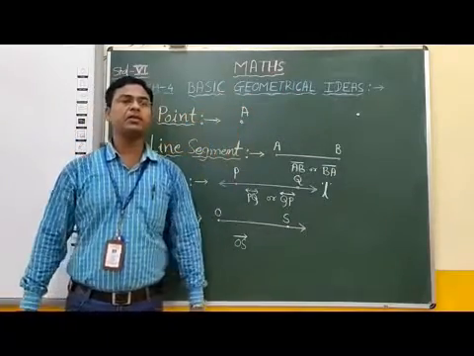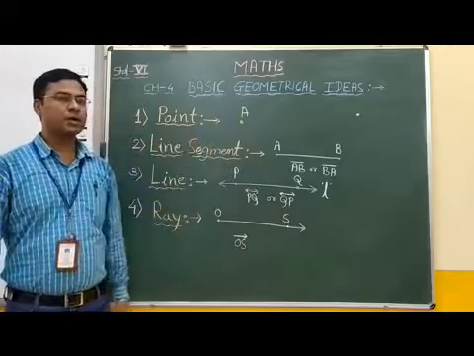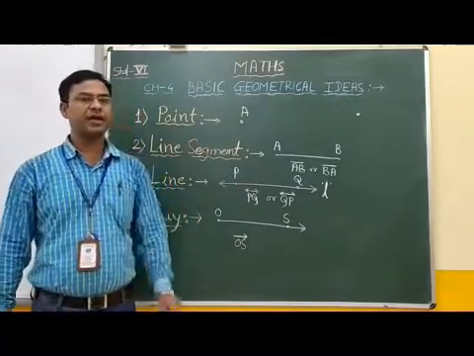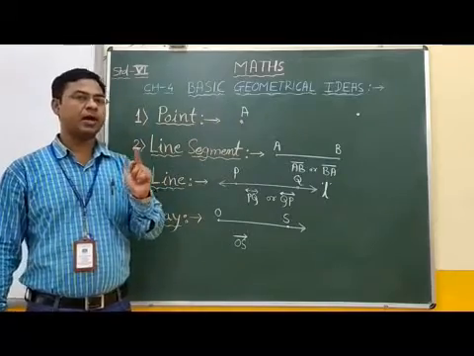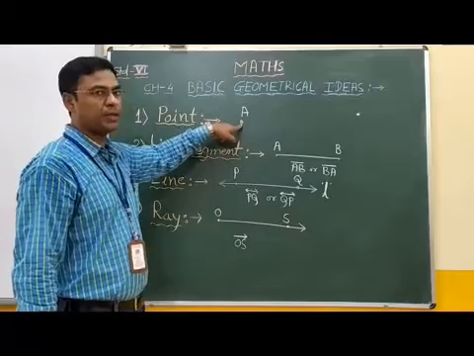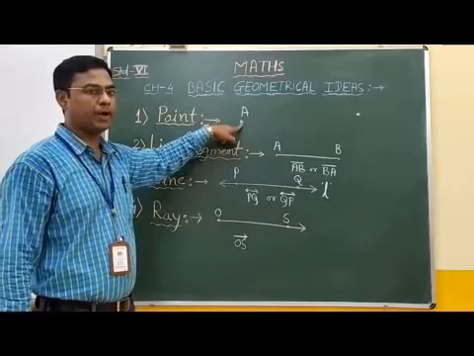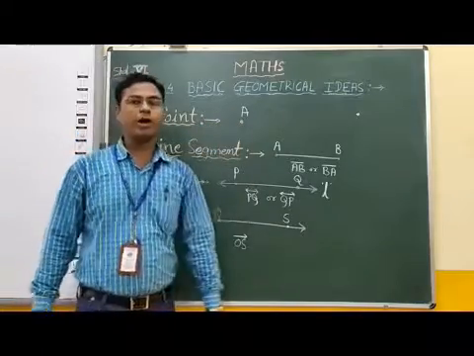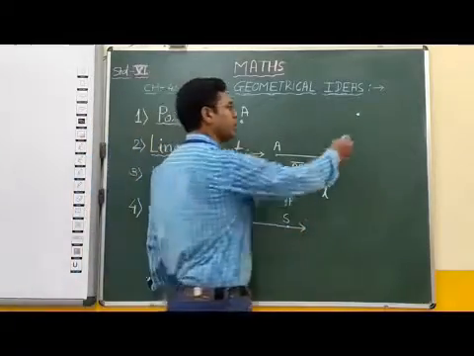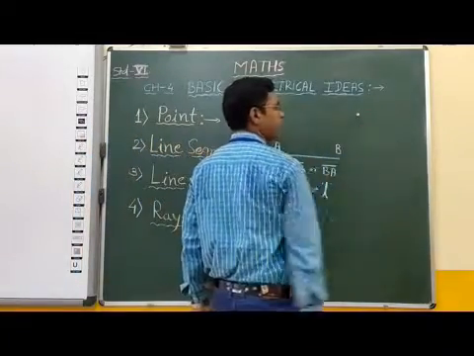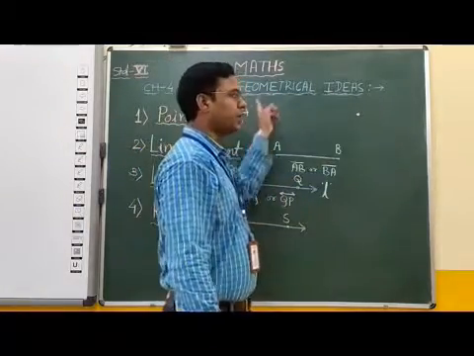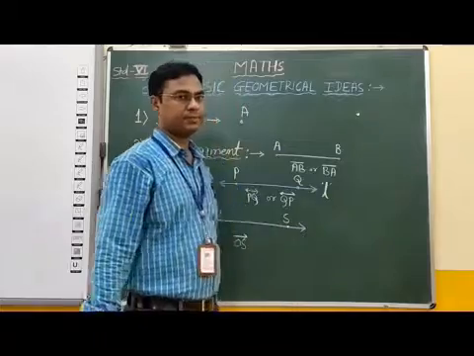In this chapter we will discuss basic concepts of geometry. Let us start with point. Point is nothing but a small tiny dot. If we take a sharp pencil and mark a dot on the paper, then you will get a point. Point denotes a certain location. If I take a point here, it denotes a specific location on the board.